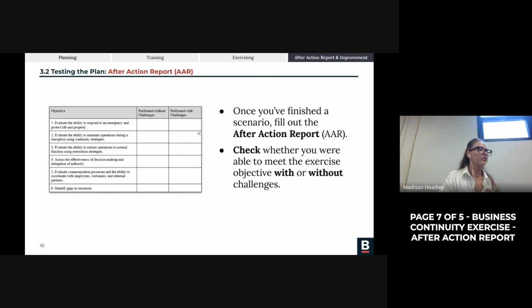Let's go run through one. For example, for number 1, evaluate the ability to respond to an emergency and protect life and property. Were there challenges with that when you were answering those Module 1 questions? Or were you able to quickly do that and there were no issues with it? Let us know.